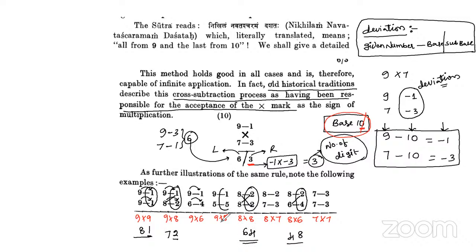Minus 1 into minus 4, that will be 4 here. You can take 9 minus 5, that is 4, or 5 minus 1, that is also 4. So you can write 45 here. So in this way, we can easily find the multiplication based on the Nikhilam method. Okay, right. Let me take some more examples here so that you can easily understand.